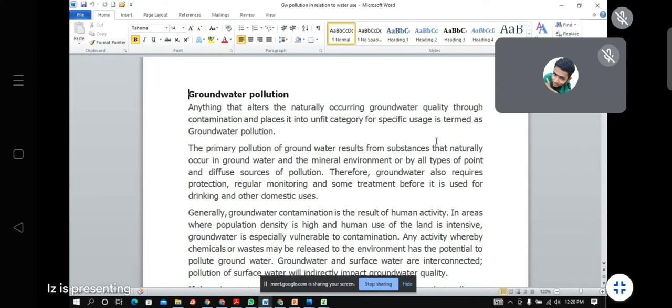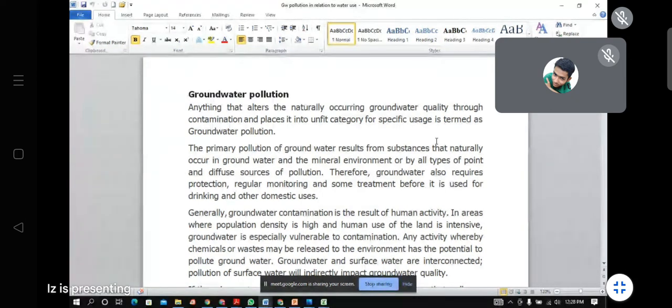Now, groundwater pollution and groundwater contamination are used synonymously, but there is a slight difference. If you think of the difference, contamination does not always lead to pollution, right? That is a slight difference, but in most of the literature, you will find that both terms are used synonymously.